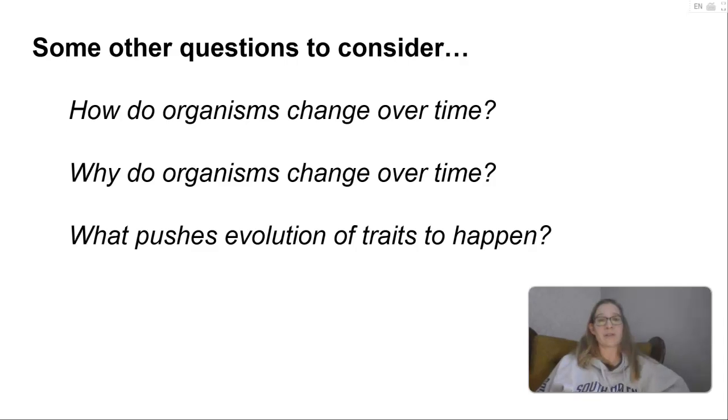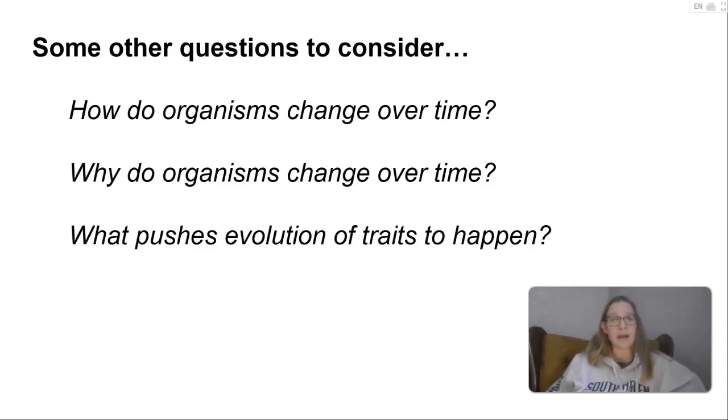Okay, so some other questions to consider as we go through this unit are, how do organisms change over time? We talk about the theropods turning into something like an Archaeopteryx and then evolving to modern day birds, but how exactly did that happen? So we'll talk about that. And why do organisms change over time? What kind of factors in the environment or in nature are pressuring those organisms to change? And what drives the evolution of traits to happen? Okay, so we'll continue to talk about those throughout the unit.